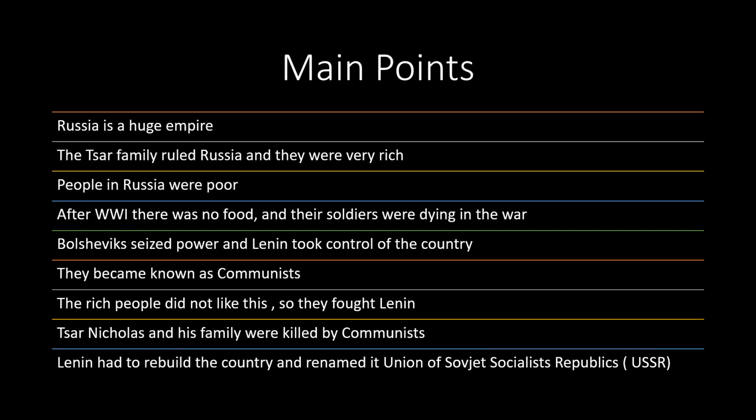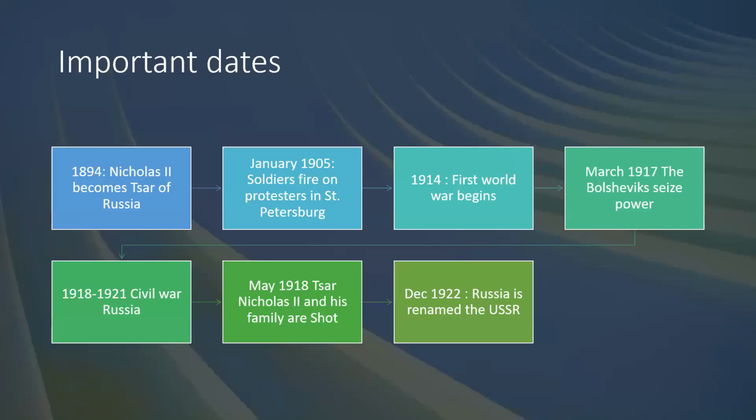Well, in 1921, okay, if I go to the next topic, actually, you know what? Important dates. So that is important. In 1921, the communists had won the civil war, and Lenin was in complete control of Russia. He began the massive task of rebuilding the country, which was in chaos after years of fighting. In 1922, Russia was renamed the Union of Soviet Socialist Republics, also known as the Soviet Union.